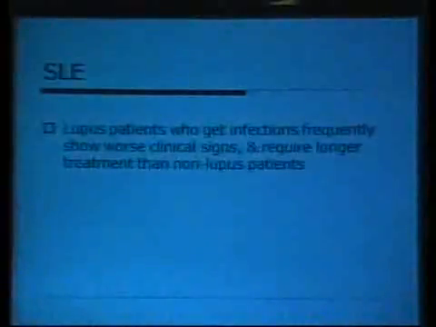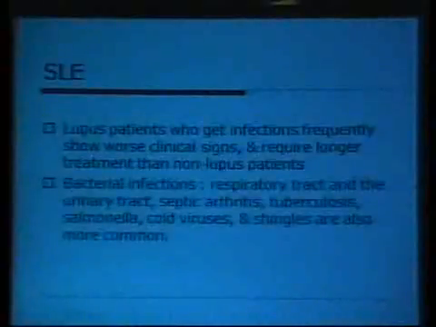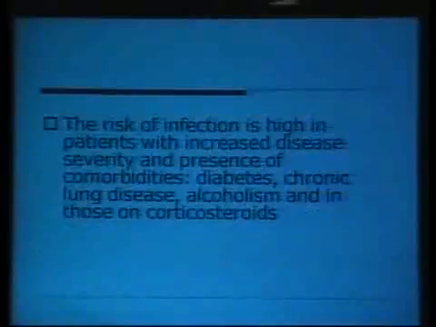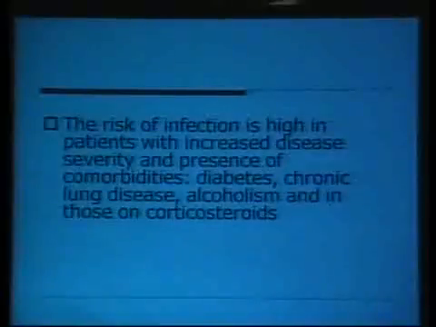Lupus patients who get infections frequently have worse clinical signs. They require longer treatment than non-lupus patients. And bacterial infections of the respiratory tract, urinary tract, septic arthritis, TB, salmonella, shingles, etc. are more common. And the most common fungal infection seen in lupus is with Candida. The risk of infection is high in patients who have increased disease severity and in the presence of comorbid conditions like diabetes, chronic lung disease, alcoholism, and in those who are on corticosteroids.